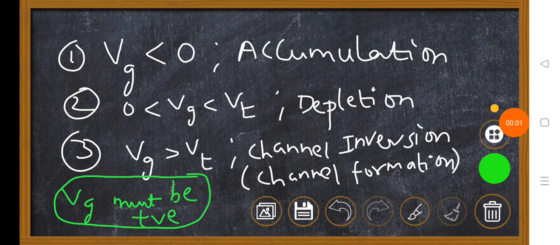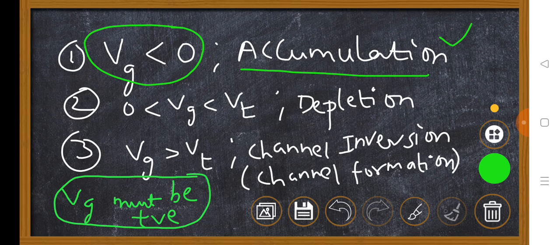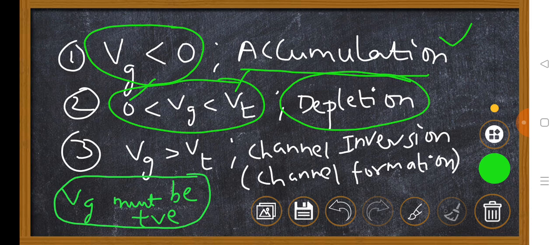Welcome back. In the last class, we have seen the modes of operation of MOSFET without inclusion of source and drain terminals. Let's quickly recap what we discussed. Whenever the gate voltage is less than 0, we call this accumulation mode. Whenever the gate voltage lies between 0 and the threshold voltage, there is no channel formation but the holes are going to be depleted. That means it will create some space.